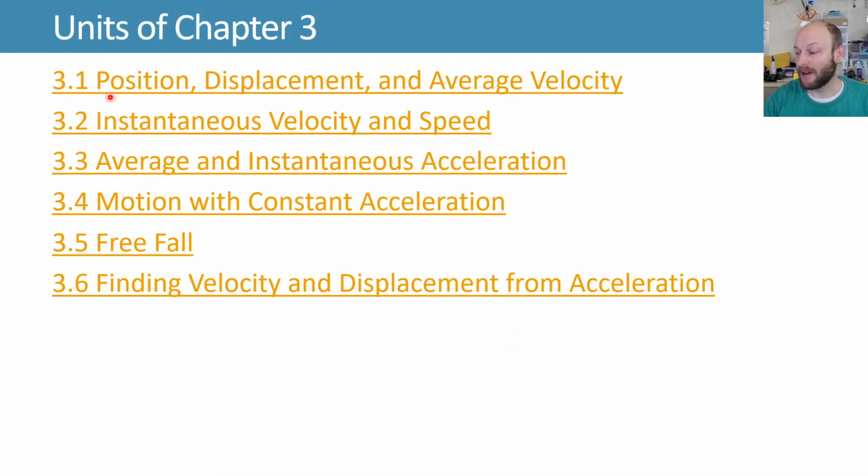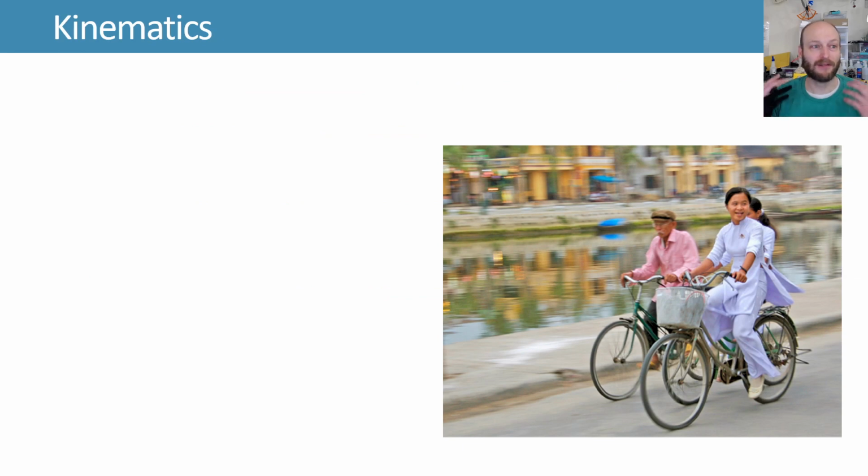We'll start by defining position, displacement, and velocity, and then move into calculating instantaneous velocities. And then we'll look at accelerations, which are the change in velocity, and look at some special cases of constant acceleration and free fall. We'll end with being able to work our way backwards from acceleration into finding velocities and displacements. So first, what does kinematics mean?